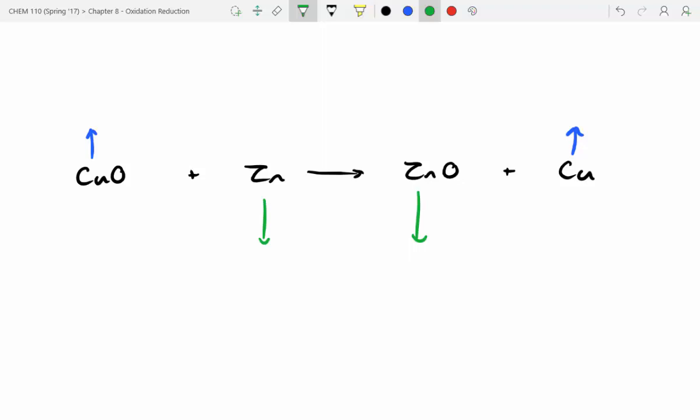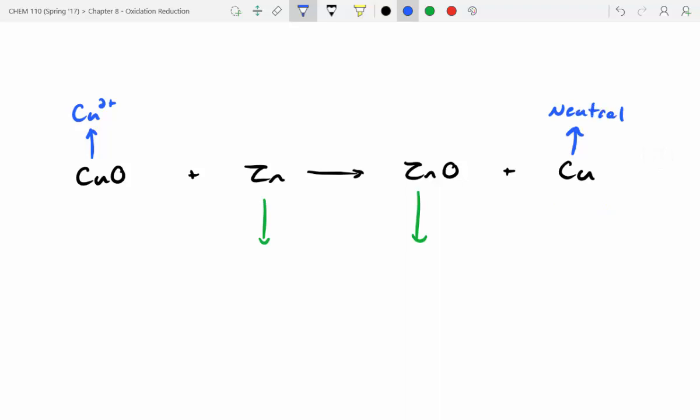So let's look at the first one, copper oxide. We said that the oxygen on copper oxide, this guy right here, must be 2 minus, which means the copper is going to be what? 2 plus. And then the copper on the right-hand side is by itself, which means it's going to be what? Neutral.